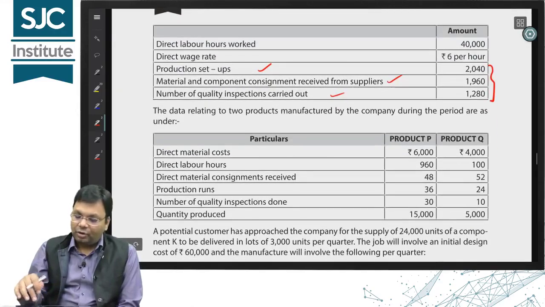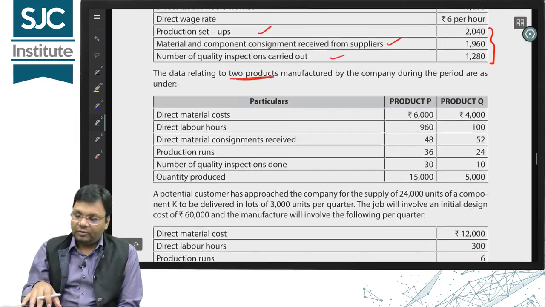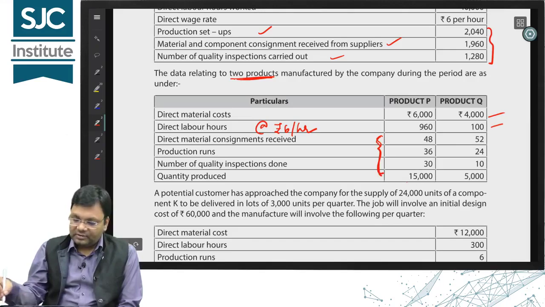The data relating to two products manufactured by the company during the period are as under. Usually we apply activity based costing whenever we have multiple products. So we have two products, and for that we have details here. Material cost is given, labor hours are given, wage rate is not given, so wage rate will be assumed the same, 6 rupees per hour. Then material consignment received, production run and quality inspections will be used for allocating activity cost. Quantity produced is also given.